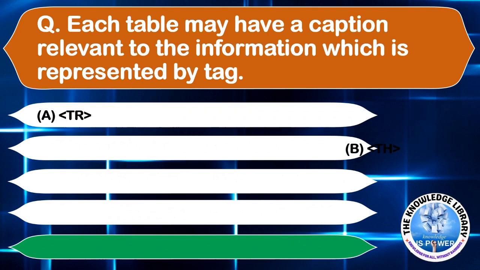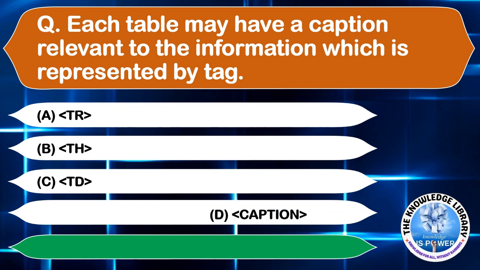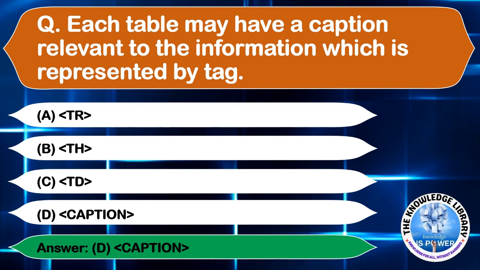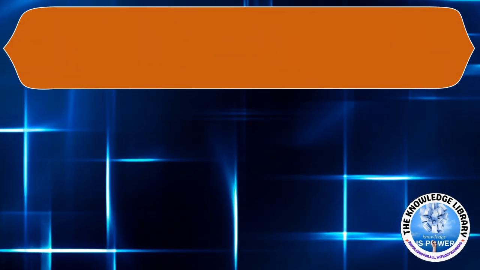The next question is, each table may have a caption relevant to the information which is represented by dash tag. Option A, TR tag. Option B, TH tag. Option C, TD tag. Option D, caption. The correct answer is option D, caption.